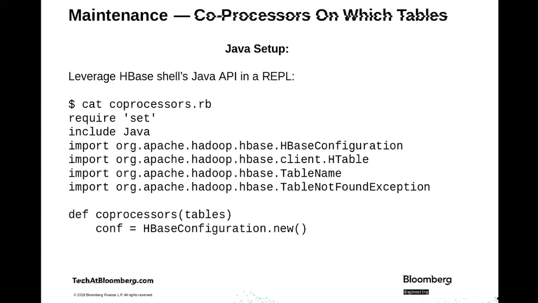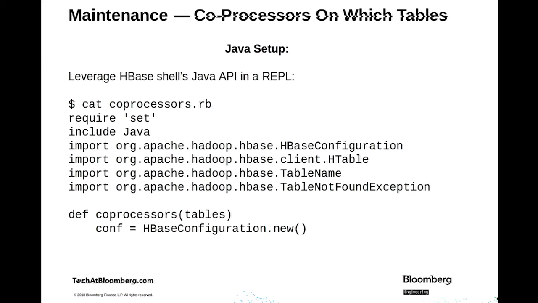uses the JRuby syntax for requiring a set operator. But otherwise, then all of a sudden we tell it, hey, no, but include Java as well. Now we can start doing Java-isms. So I can include the HBase configuration, the HTable object, table name, an exception, because I'll throw it, table not found. And then I can actually write functions. Again, in Ruby syntax, so it's very nice and compact.